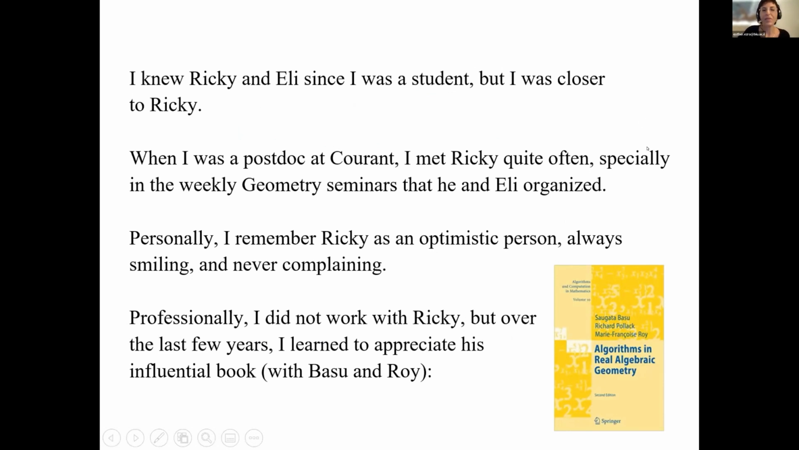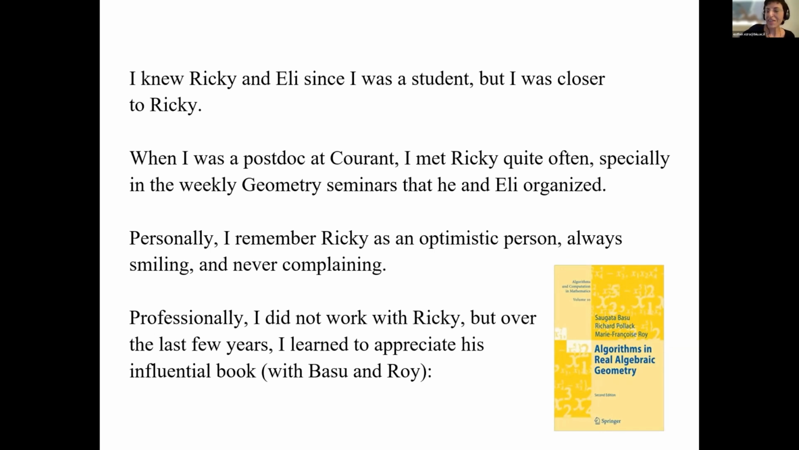I knew them, both Ricky and Eli, since I was a student, but I was closer to Ricky. When I was a postdoc for a couple of years, I met Ricky quite often, especially in the geometry seminar where I was a participant and sometimes also a speaker, a seminar that both of them, Eli and Ricky, organized. Personally, I remember Ricky as a very optimistic person, always smiling, never complaining. He always used to say, take it easy.